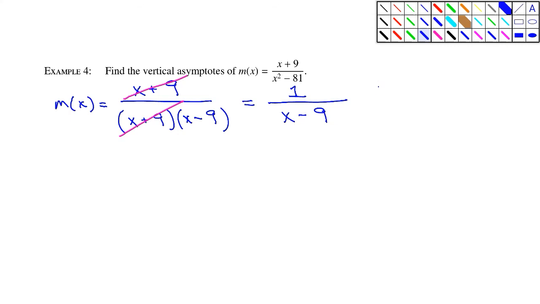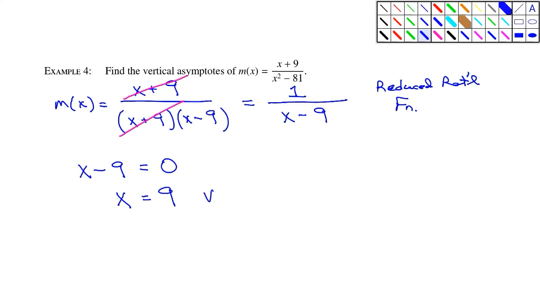The reduced rational function is now 1 over x minus 9. You take this new denominator, x minus 9, set it equal to 0, and solve for x. And we get x is equal to 9. And that's the only vertical asymptote.